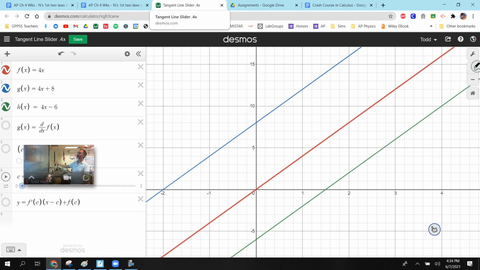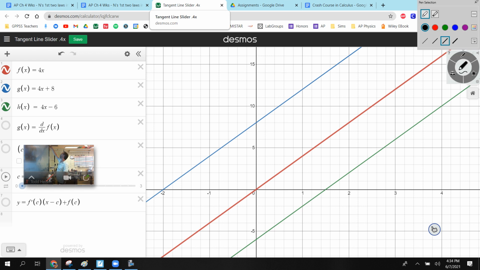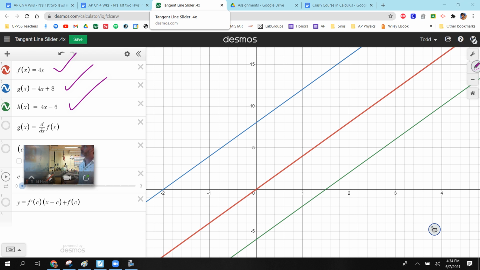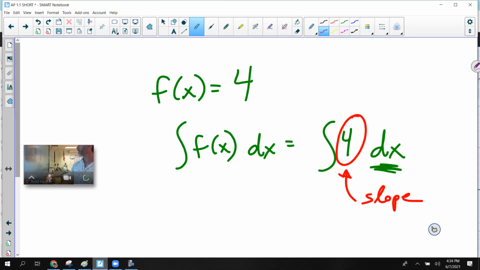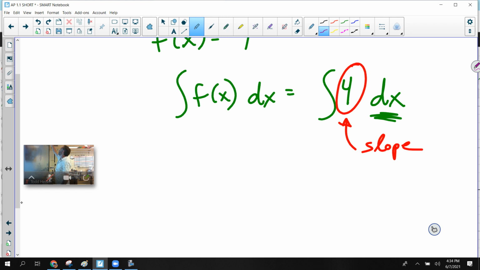So here are three different lines that all have a slope of 4, right? Here are our functions, which all have a slope of 4: 4x, 4x plus 8, 4x minus 6. There's an infinite number of them, right? Because it's got to be 4x plus or minus something. This is what makes it indefinite. There's a gazillion functions that have a slope of 4. There are an infinite number of functions that have 4 as a derivative. So, what that tells us is this integral is 4x plus something.